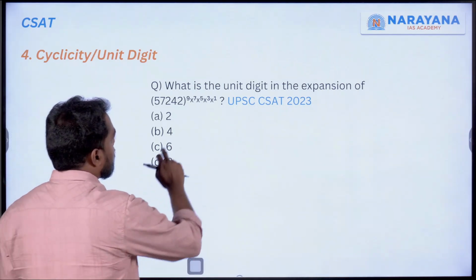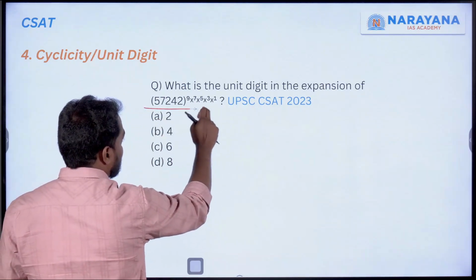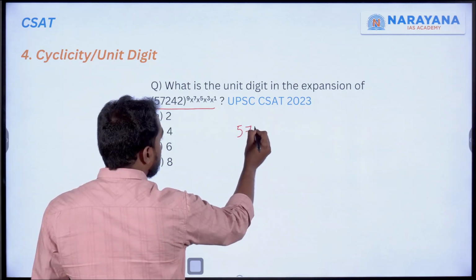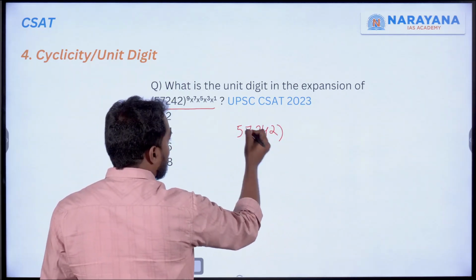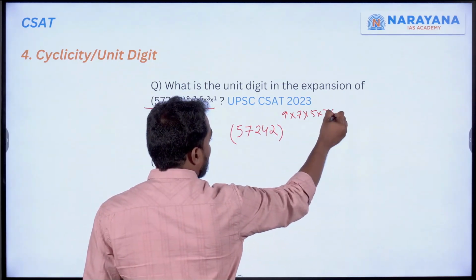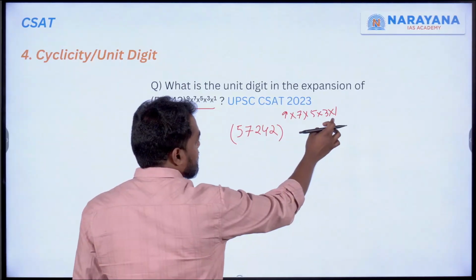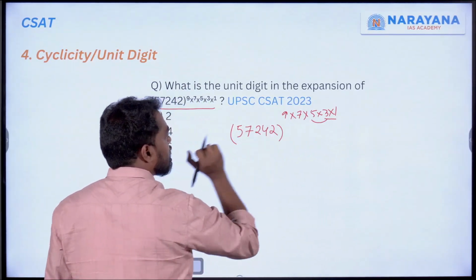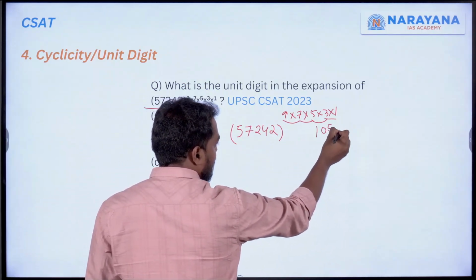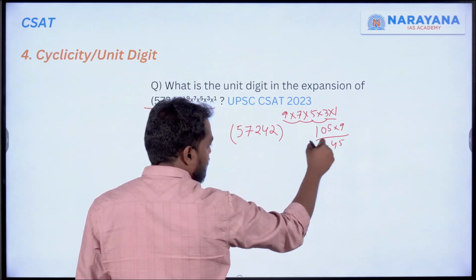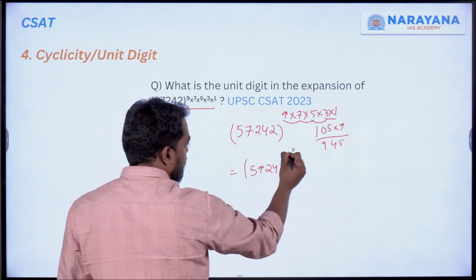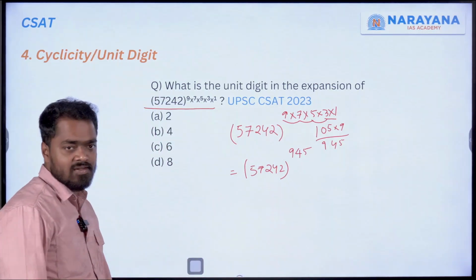Okay, let's solve this one. What is the unit digit in the expansion of this particular number? So what is that number? 57242 to the power 9 into 7 into 5 into 3 into 1. So this is nothing but 3 into 5 is 15, 15 sevens are 105, 105 into 9 is 945. So this is nothing but 57242 to the power 945, right?